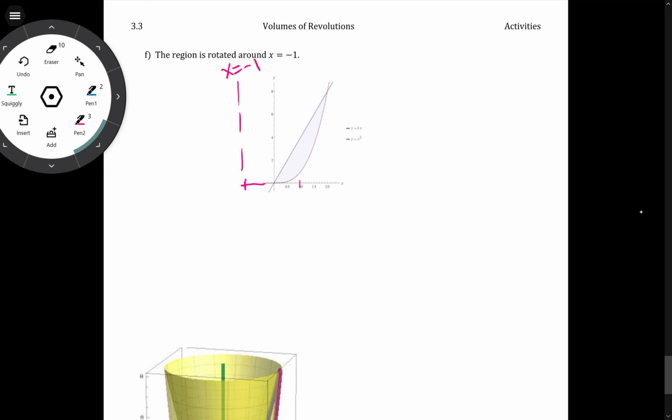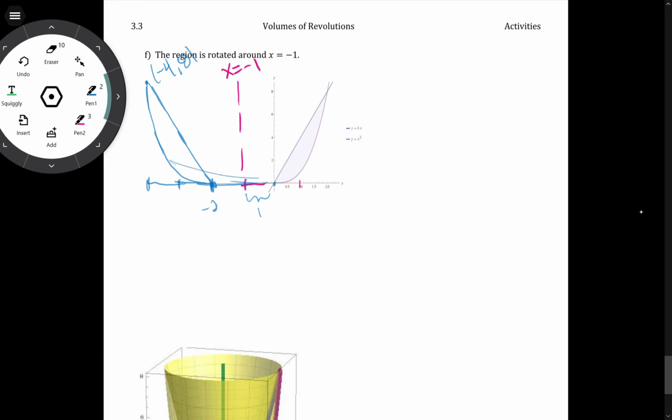And let's see. Okay, so this is 1, which means this bottom corner, when I flip across, will be out 1, so this will be at -2. Bottom corner at -2. The top corner is 2 further than that, which means at -4, 8, we get a top corner. And let's see, flat this way, curved out this way.